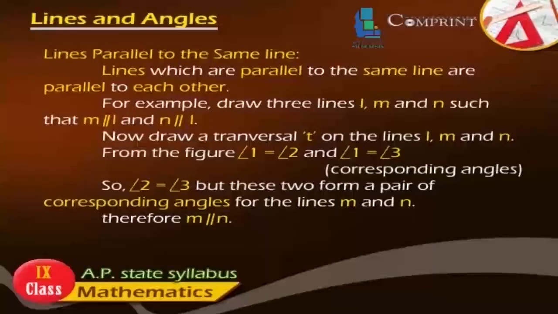From the figure, angle 1 is equal to angle 2 and angle 1 is equal to angle 3, corresponding angles. So, angle 2 is equal to angle 3. But these two form a pair of corresponding angles for the lines M and N. Therefore, M is parallel to N.